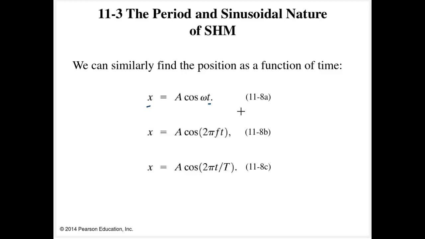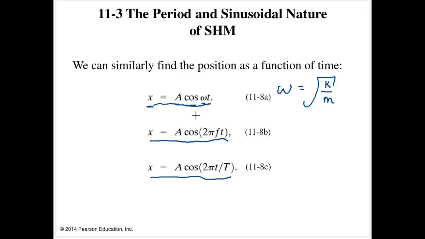We can also use the circle analogy to come up with a description of the position, x, as a function of time, and you can see that it's related through a cosine. The position is equal to the amplitude multiplied by the cosine of the angular frequency multiplied by time, remembering that the angular frequency is the square root of the spring constant divided by the mass. We know that the angular frequency is related to the frequency, which is also the reciprocal of the period. So any of these three equations is valid to describe simple harmonic motion, and you can see that it's related to a cosine, so there's going to be some sinusoidal nature to simple harmonic motion.